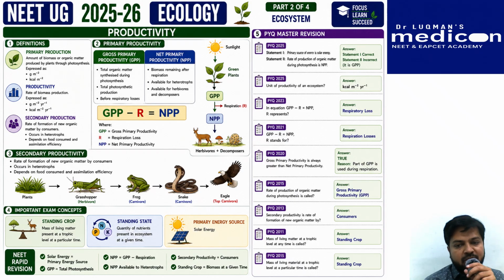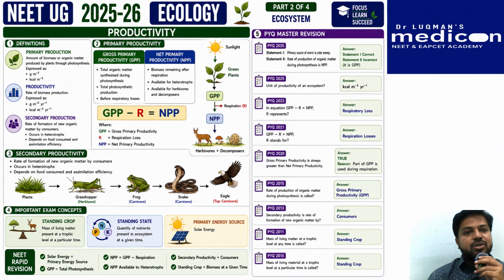What is gross primary productivity? Gross means usually total, GPP. It is the total organic matter synthesized during photosynthesis, the total photosynthetic production, before respiratory losses. These are the key points you have to remember when it comes to GPP. Net primary productivity, NPP, is the biomass remaining after respiration, available for heterotrophs, for herbivores and decomposers. So now comes the R value, that is respiratory loss. Therefore GPP minus R, the respiratory loss, equals NPP, the net primary productivity.